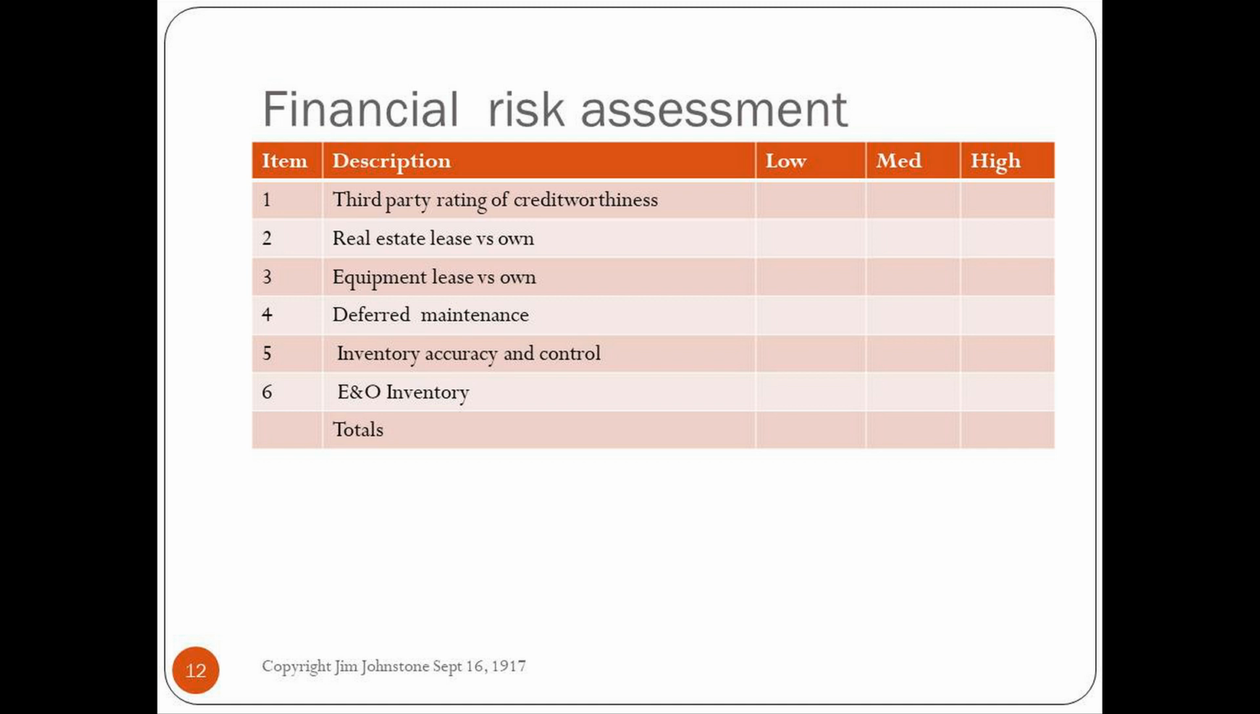And you can look at things like third-party ratings of the creditworthiness, like a Dun & Bradstreet report. You can look and see if they own or lease their real estate and their equipment. Have they been deferring maintenance on the facility or on their equipment? What is their inventory accuracy and how well do they control it? Do they have excess and obsolete inventory laying around? And at the end of the day, give everything low, medium, high, and then look at your total risk situation.